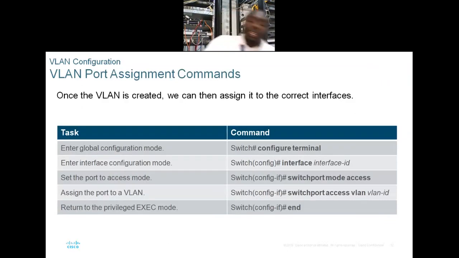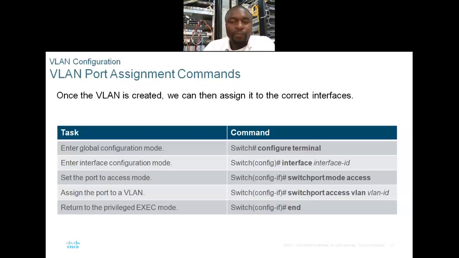So when you create your VLANs and you name your VLANs, how do you now assign ports? Because the VLANs you have created are logical in the switch. So you need to assign certain ports. I have probably a 24 port switch. So you need to assign those ports to those particular VLANs.